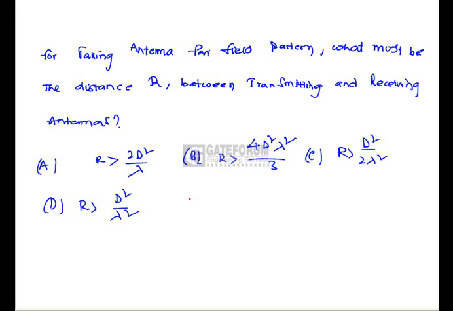Taking an antenna far-field pattern, what must be the distance between the transmitting and receiving antenna? See, in order to consider the far-field pattern, the distance between the transmitting and the receiving antenna depends upon the diameter of the antenna as well as the wavelength. So here the distance must be greater than 2d squared by lambda, which is option A.